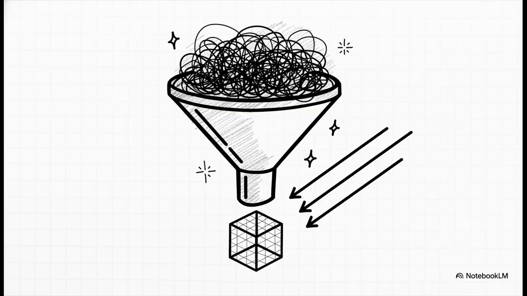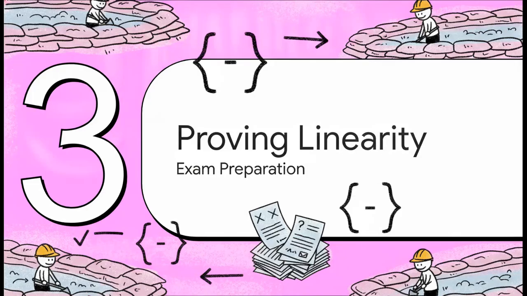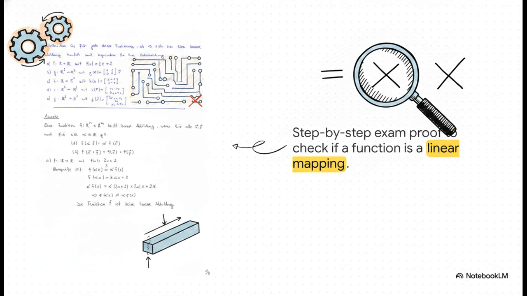And here is where the magic happens. Once you've proven that a function follows those two golden rules, you can squeeze that entire function, no matter how messy it looks, into a single compact transformation matrix. Toss any vector into it and boom, it's perfectly transformed. All right, Section 3, exam prep, proving linearity. Let's step out of the theory and into the trenches. Let's look directly at these handwritten notes from the source material.